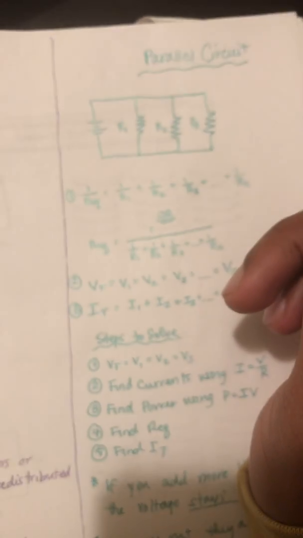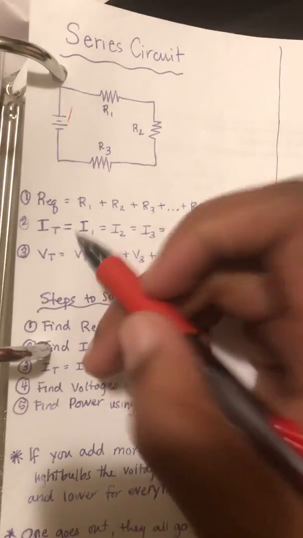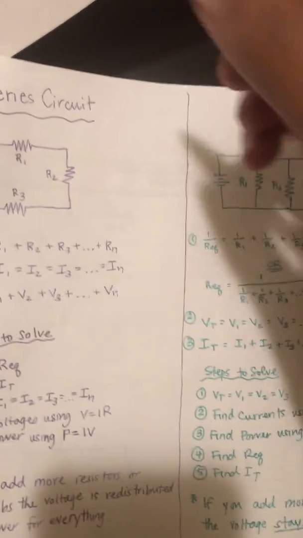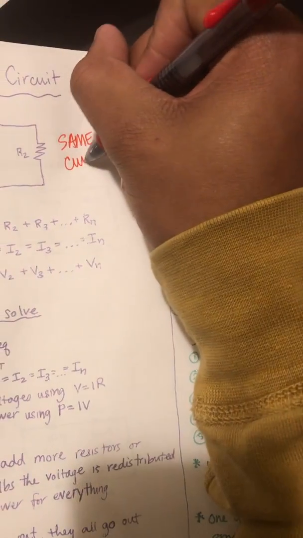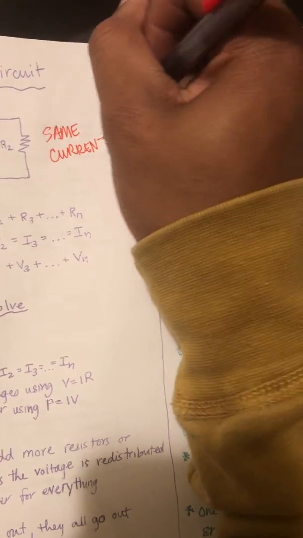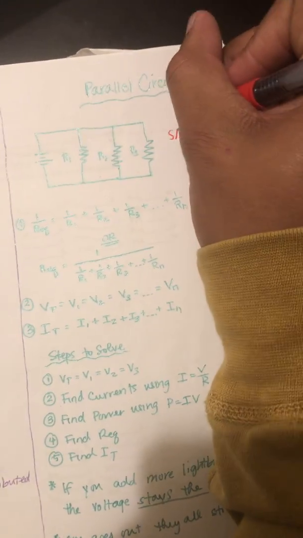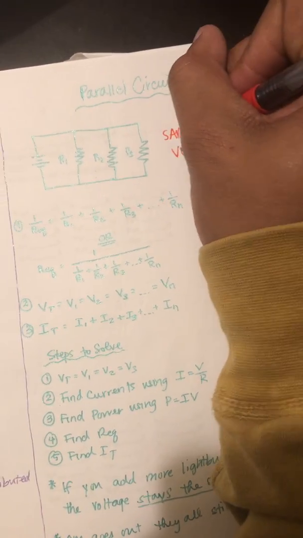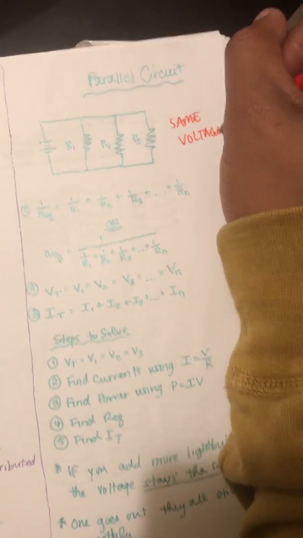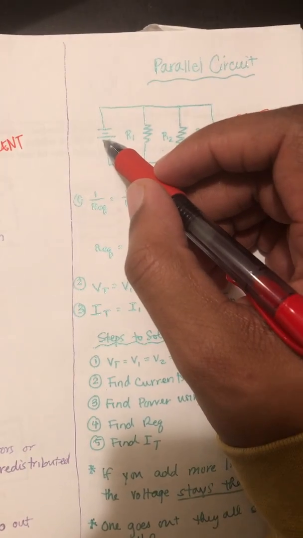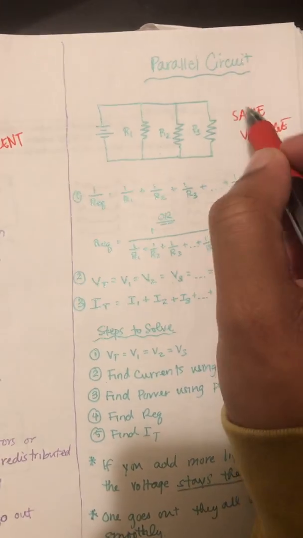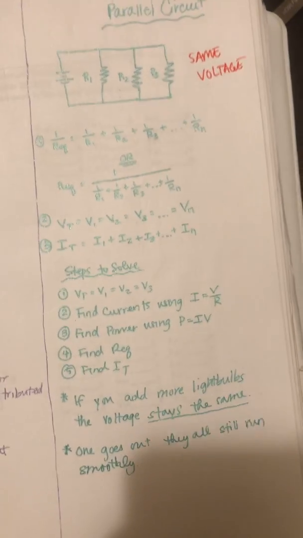Now, what is special about a parallel circuit is while a series circuit has the same current, a parallel circuit has the same voltage. So let me just write that. Same current. And then parallel circuits have the same voltage. Now, so whatever my voltage of my battery is, that's going to be V1, V2, V3, all the way up to however many resistors we have.